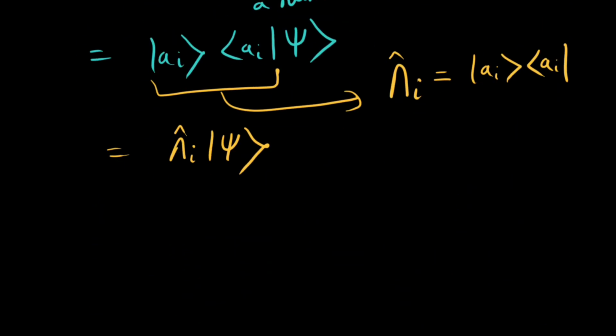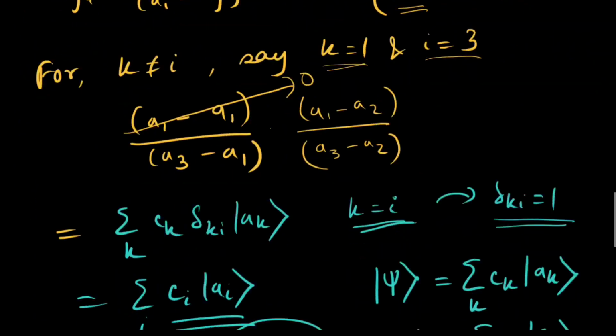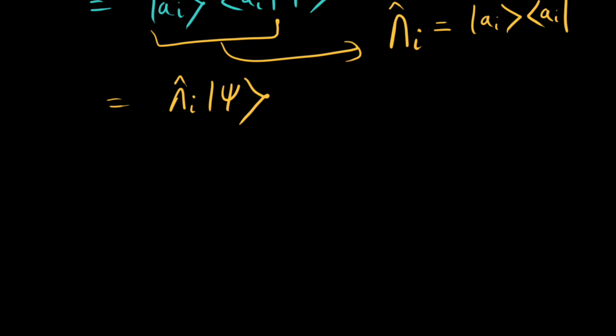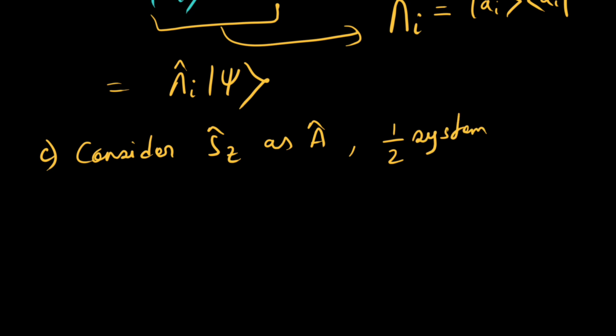Alright, so now in the last question that we have to solve for, we have to illustrate A and B using A set equal to Sz, a spin-half system. Okay, so let's consider the Sz operator as A, and since it's a spin half system, we'll have these two bases, that is plus and minus. There are only two bases here because it's a spin half system.